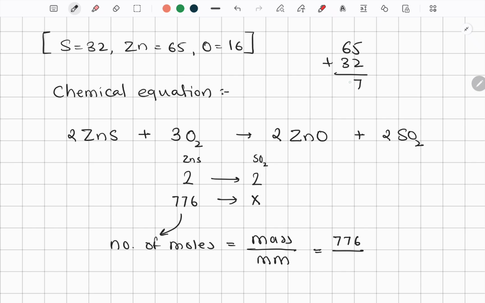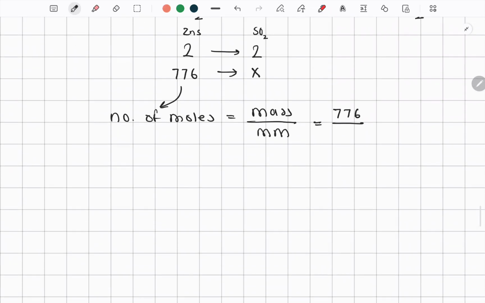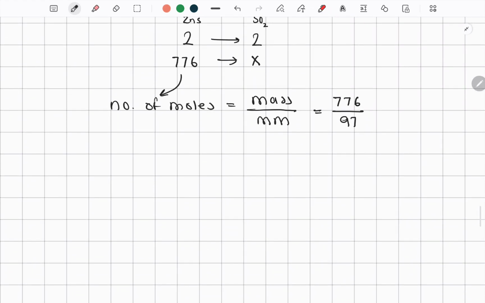So it's going to be 7 plus 9, so it's going to be 97 gram per mole. So 776 divided by 97 will give you 8 moles. Okay, it will give you 8 moles.